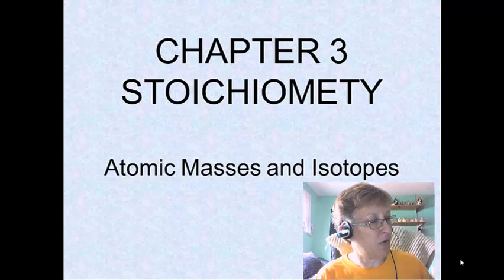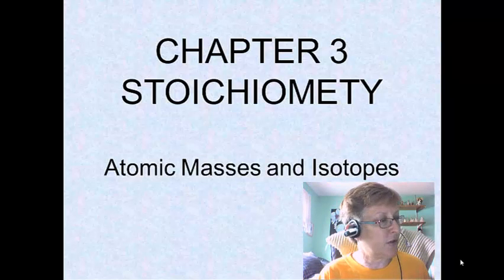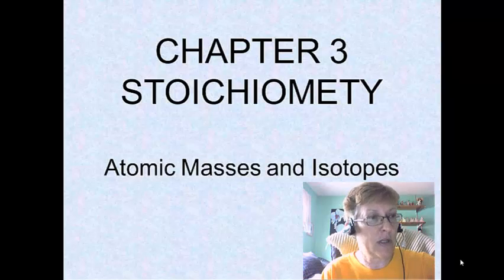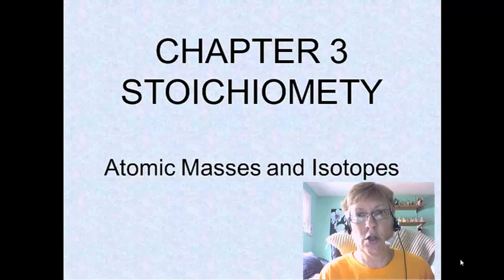Okay, this is Chapter 3. This is stoichiometry. This is a short review for the AP Chemistry kids. And it covers Section 2, Atomic Masses and Isotopes.